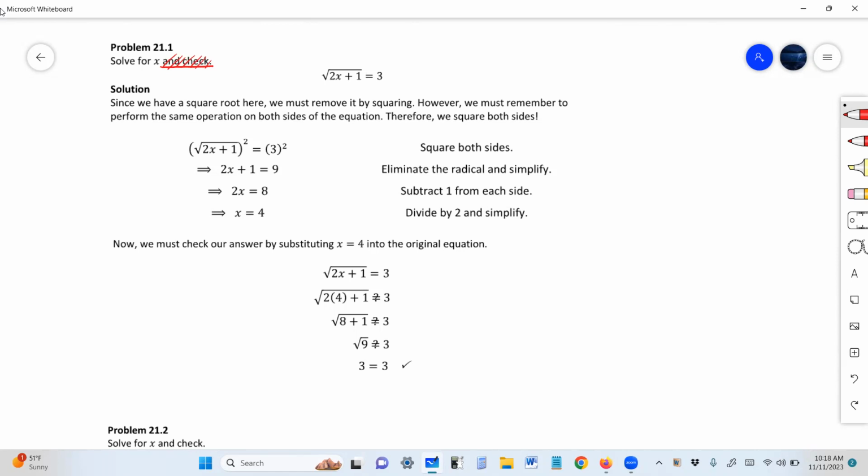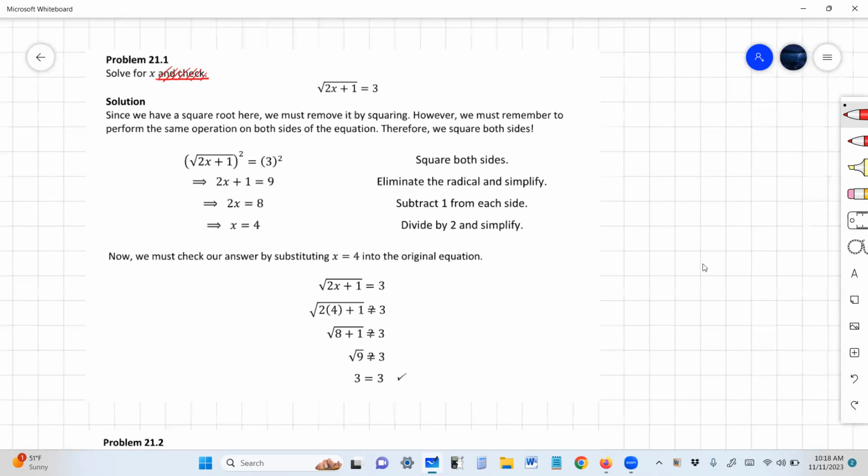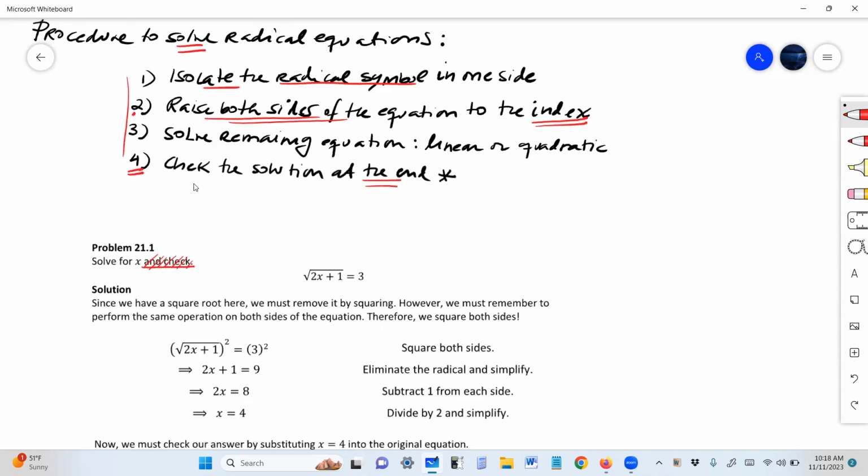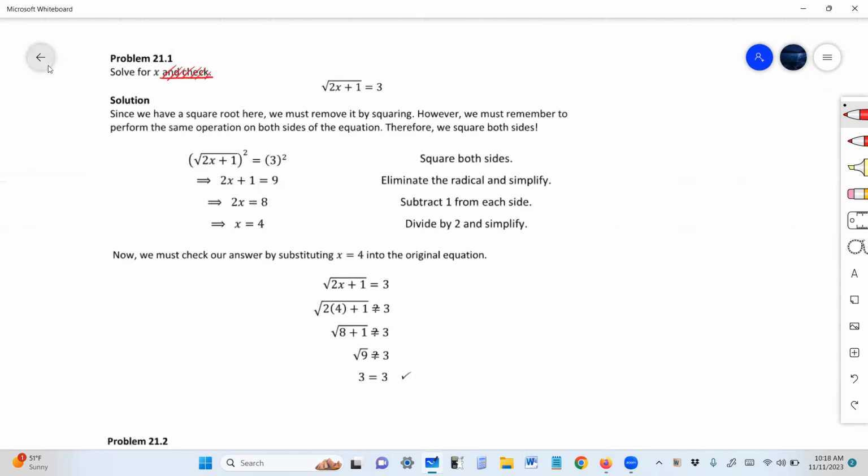It's probably a good idea, until you get accustomed to solving these, to write these 4 steps, or at least the first 2, which are isolate the radical and raise both sides of the equation to the index, so that you remember exactly what you're supposed to do. In this case, the radical is isolated. On the left side, there's nothing other than the radical itself. I'm done. I identified the index as 2. Professor, there's no number 2 there. Yes, I know, but the default is 2. So we're going to raise both sides of the equation by the index, which happens to be 2.